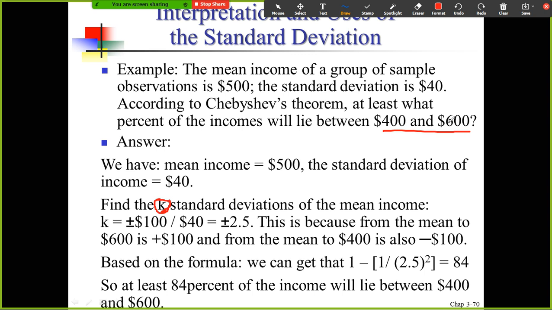Okay, this is not from the mean, this is from the lowest to the highest. That's why the mean should be in the middle, because this is the lowest and this is the highest that we want to see. That's why the mean must be in the middle. So from the mean to higher and from the mean to lower must be equal. That's why equal here: 2.5 plus, 2.5 minus. Okay.